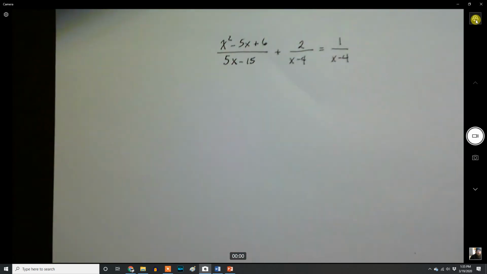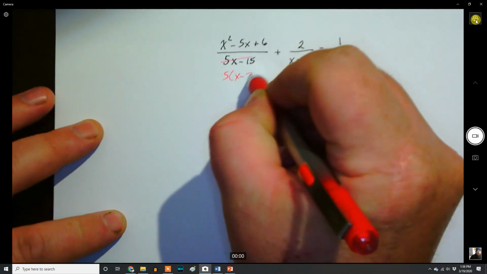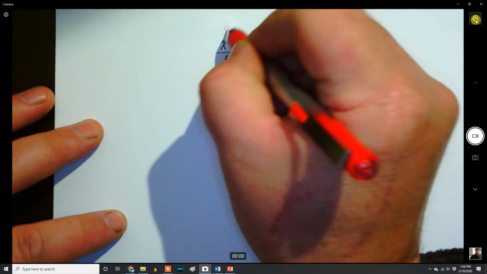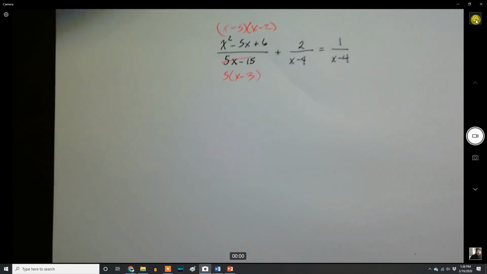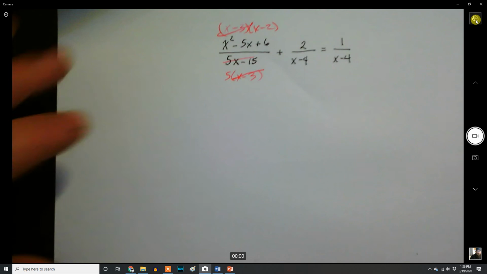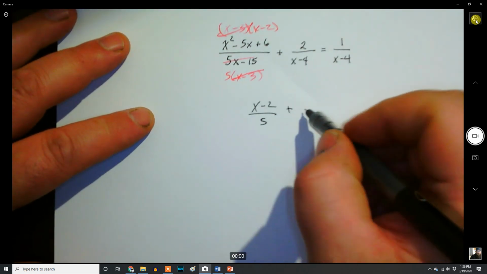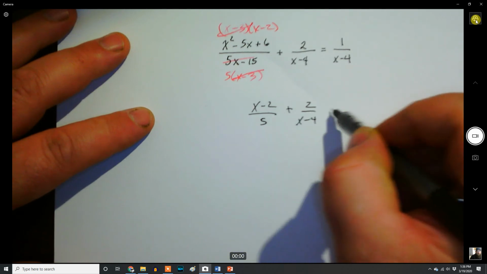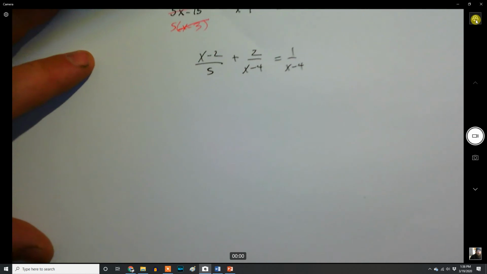So here's what I'm going to do. I'm going to see if I can reduce that. Look, I can take a 5 out of this, x minus 3. And that's x minus 3 times x minus 2. Oh, life's getting good. Look at that. So here's what we got. x minus 2 over 5 plus 2 over x minus 4 equals 1 over x minus 4. I have a feeling this one's going to turn out to be quadratic too.